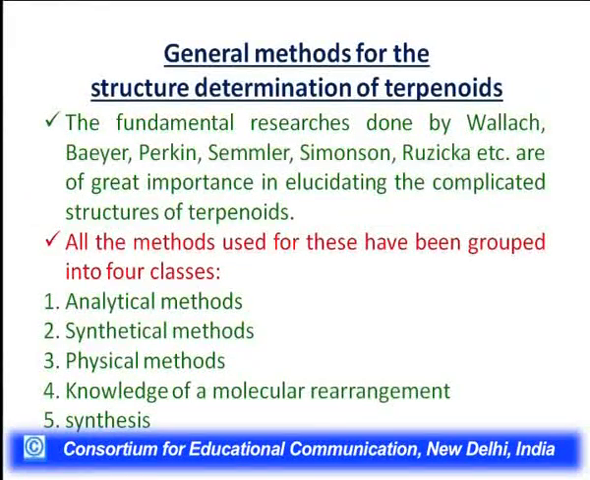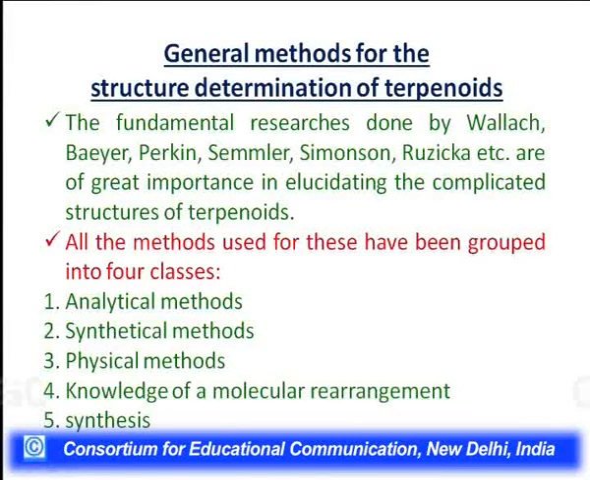Then comes a general method for the structure determination of terpenoids. The fundamental research was done by Wallach, Baeyer, Perkin, Semmler, Simonsen, Ruzicka. These scientists worked on the structure determination of terpenoids, and they defined some fundamental methods which are of great importance in elucidating the complicated structures of these terpenoids, which are the hydrocarbons and the oxygenated derivatives of the hydrocarbons.